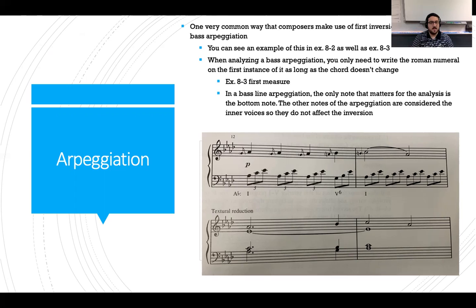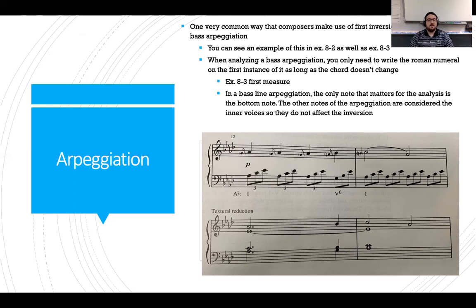You only need to write the Roman numeral the first time you see it, because it would just clutter things up. If instead of seeing 1 three times in a row like that and then 5/6, you saw 1 1 1 5/6 1 1 1 1 1, it just looks cluttered. So you just do it the first time.